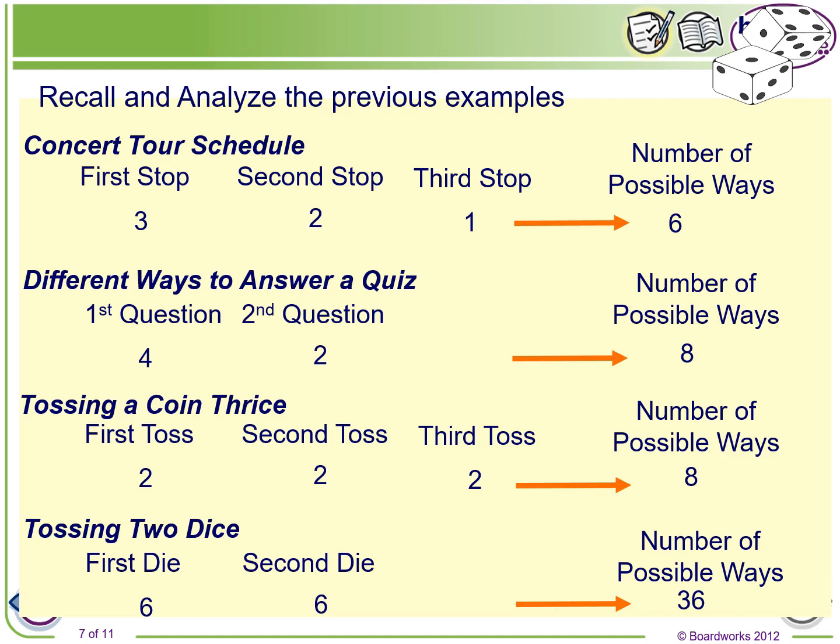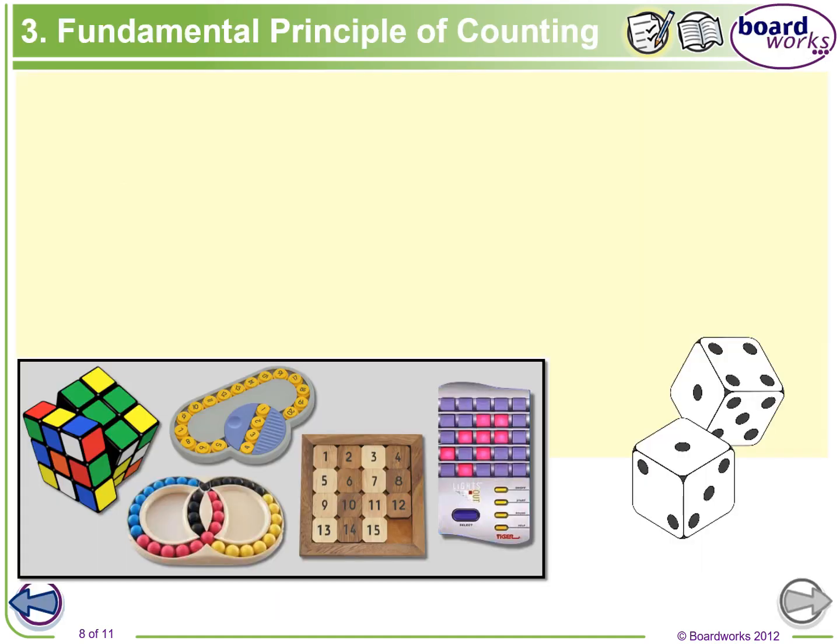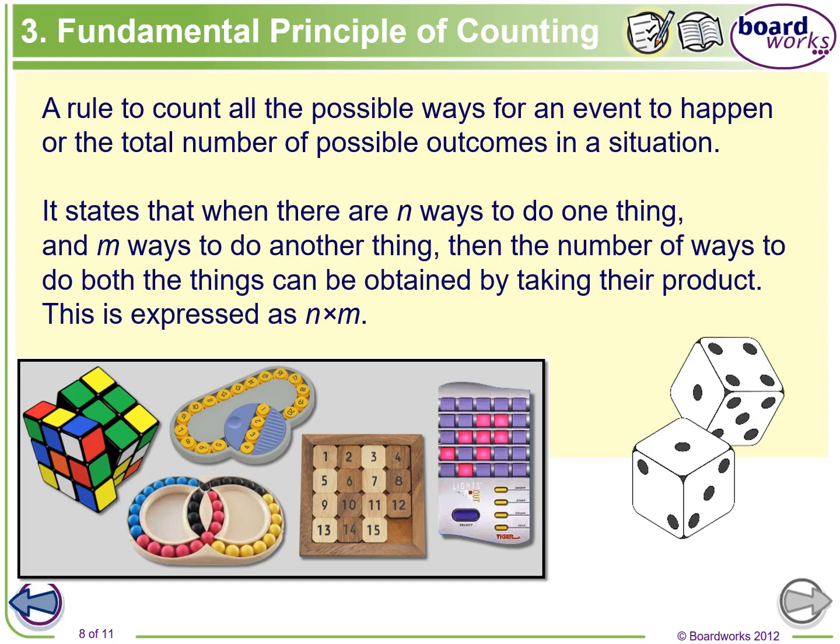And what do we call that technique? That's what we call the fundamental principle of counting. What is the fundamental principle of counting? It is a rule to count all the possible ways for an event to happen, or the total number of possible outcomes in a situation. It states that when there are n ways to do one thing and m ways to do another thing, then the number of ways to do both things can be obtained by taking their product. This is just expressed as n times m. So we will just multiply the ways of doing that one thing and another thing.